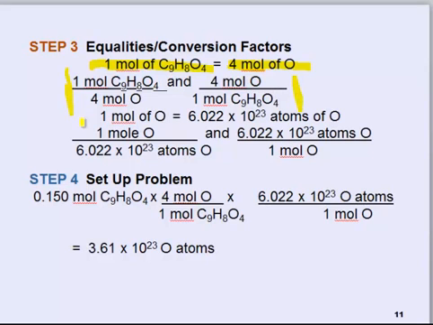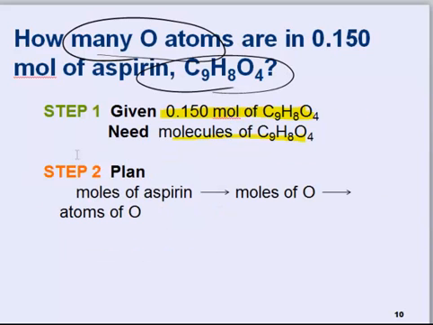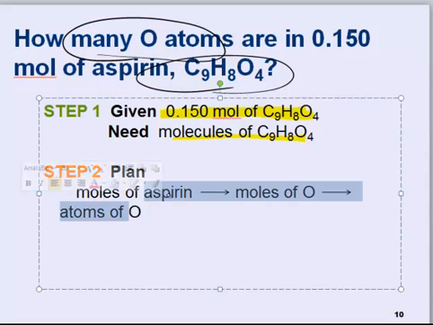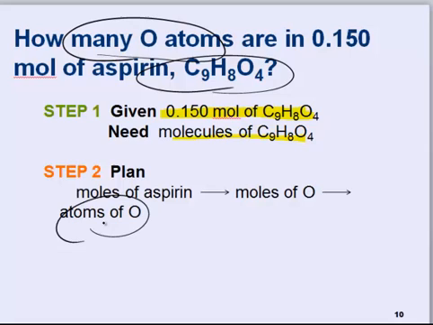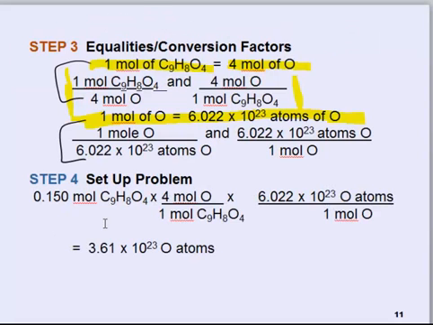And notice I wrote down that 1 mole of oxygen is 6.02 times 10 to the power 23 atoms, because that's a standard value which we know. So now we know these 2 different conversion factors. Remember, we have to convert moles of aspirin to moles of oxygen first, and then from there you will go to the atoms of oxygen. When you set up a problem, we want to do it in one step.